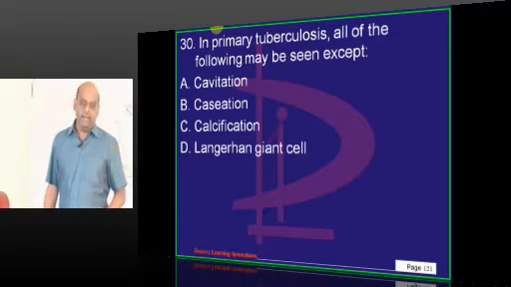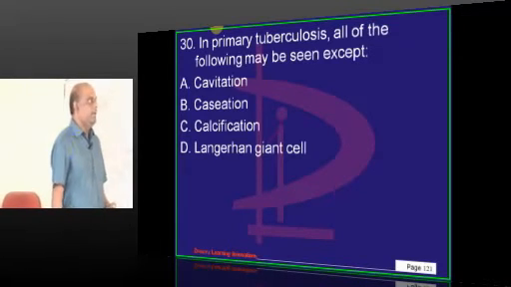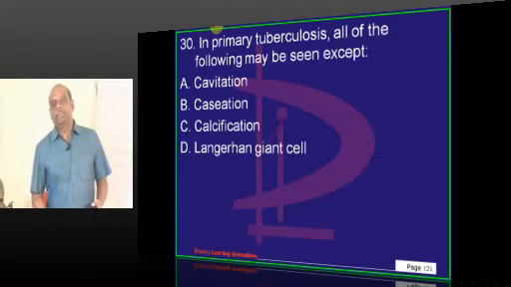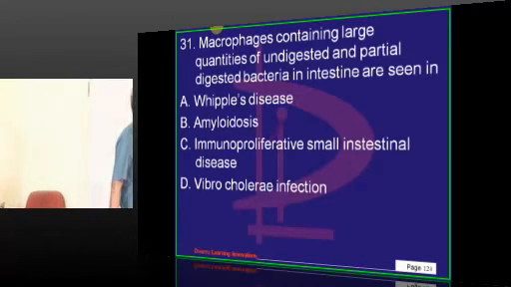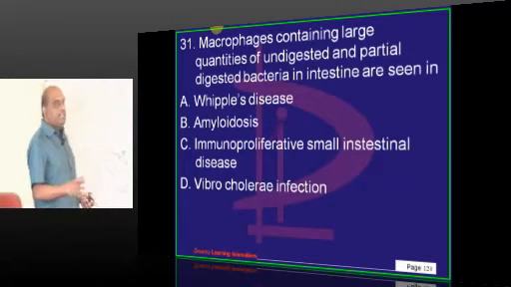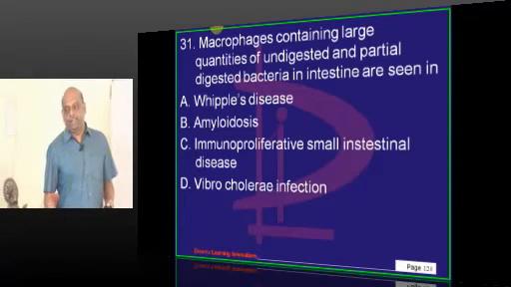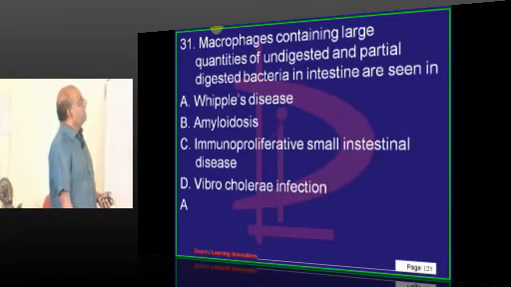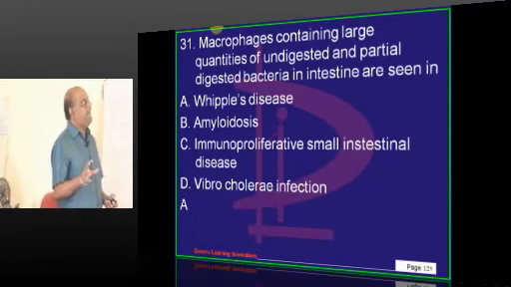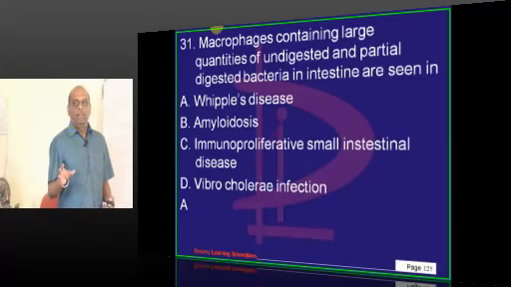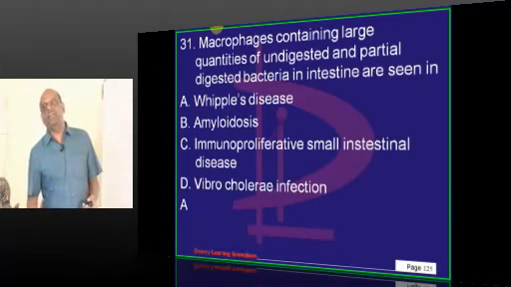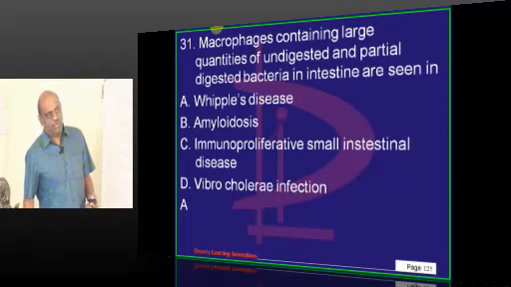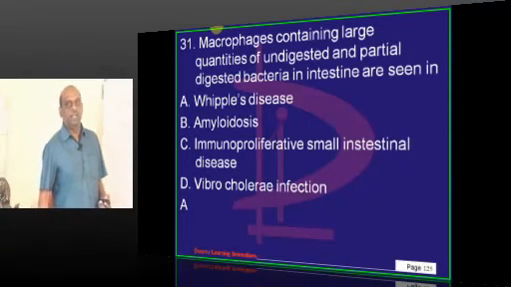Cavitation is a feature of secondary TB. Lymphadenopathy is a feature of the primary TB, is what you need to understand. Now Whipple's disease, Tropheryma whipplei. Typically macrophages which are containing large quantities of partially digested bacteria of Tropheryma whipplei is a special feature of Whipple's disease, is what you need to know.